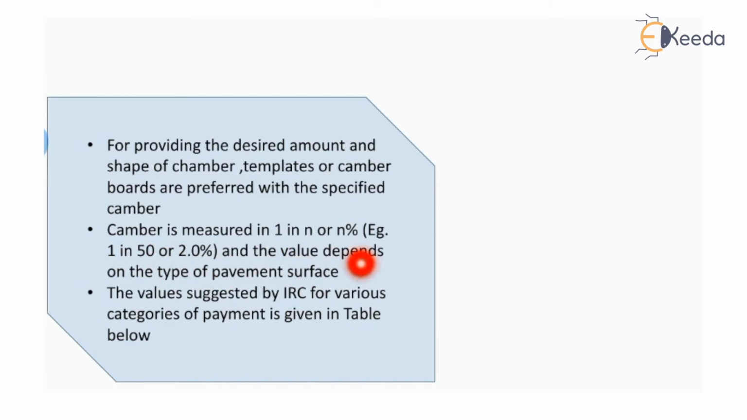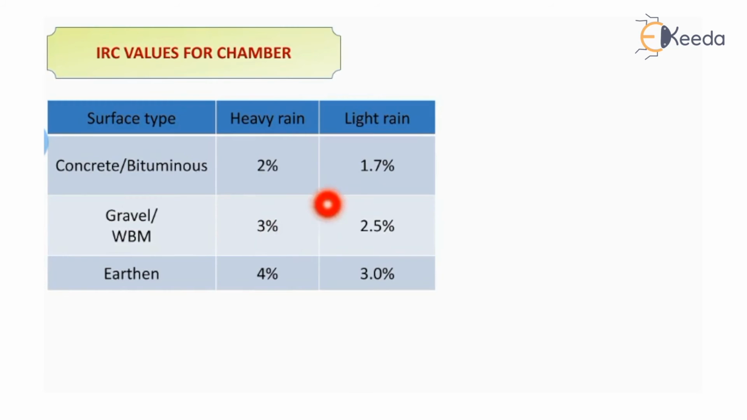And the value depends on the type of the pavement surface. If there is a flexible pavement, then 2.5% camber is provided. If there is a rigid pavement, then 2% camber is provided. The values suggested by IRC for various categories of pavement are given in the following table. So these values are from IRC.